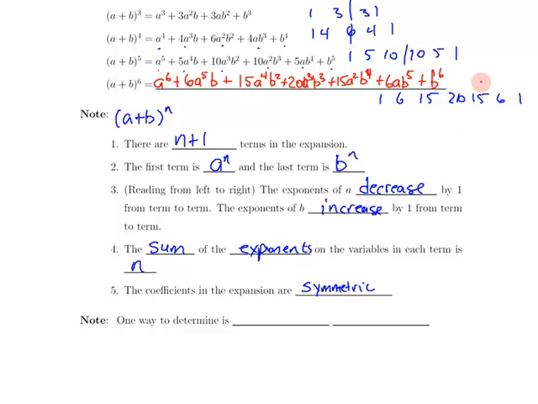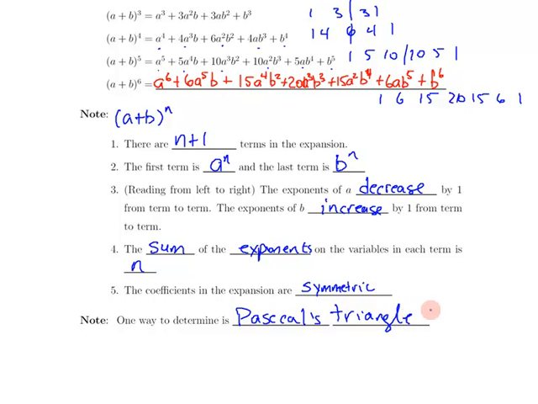Okay? Now, how do I determine the coefficients? I can already determine what the variables are going to look like, because I know the powers for the a decrease by 1, but they start at n, and the powers for b increase by 1, but they start at 0. But the coefficients, how do I figure them out? One way to determine them is something called Pascal's triangle. What in the world is Pascal's triangle?